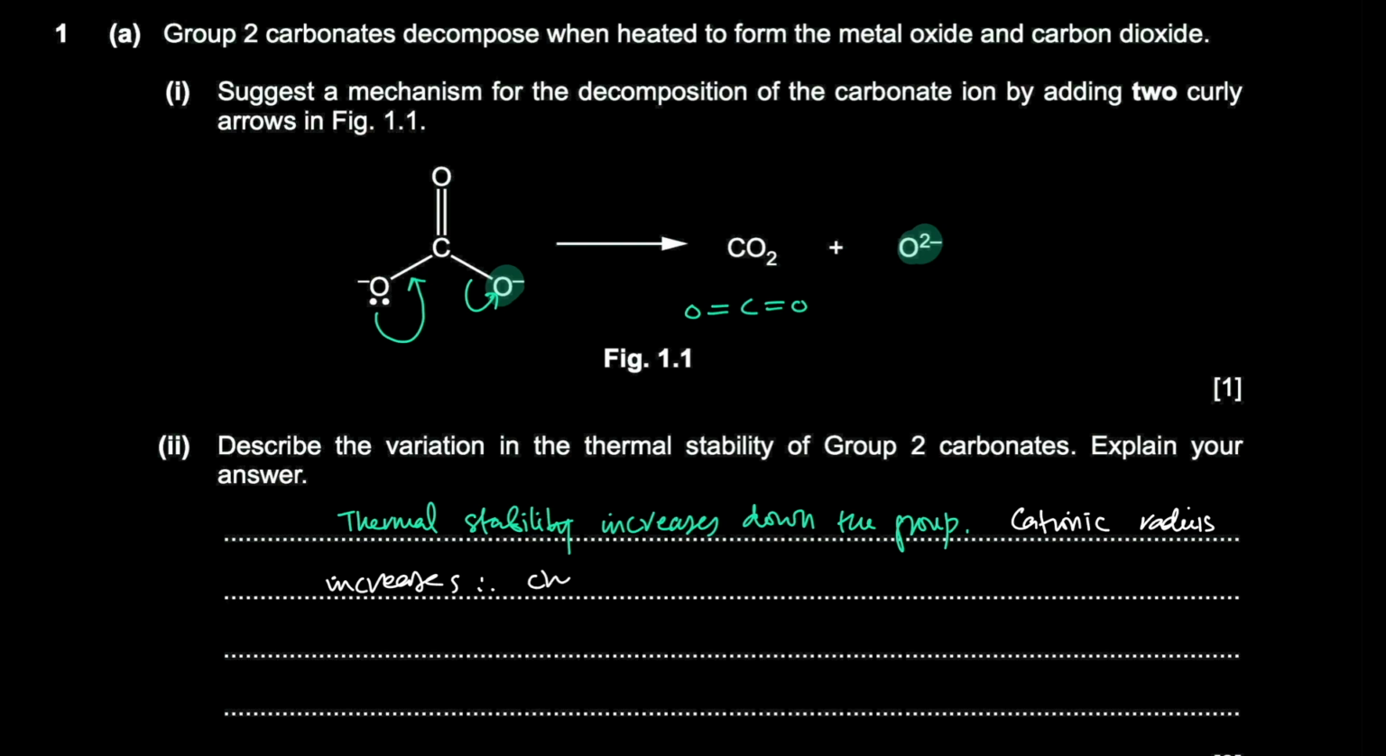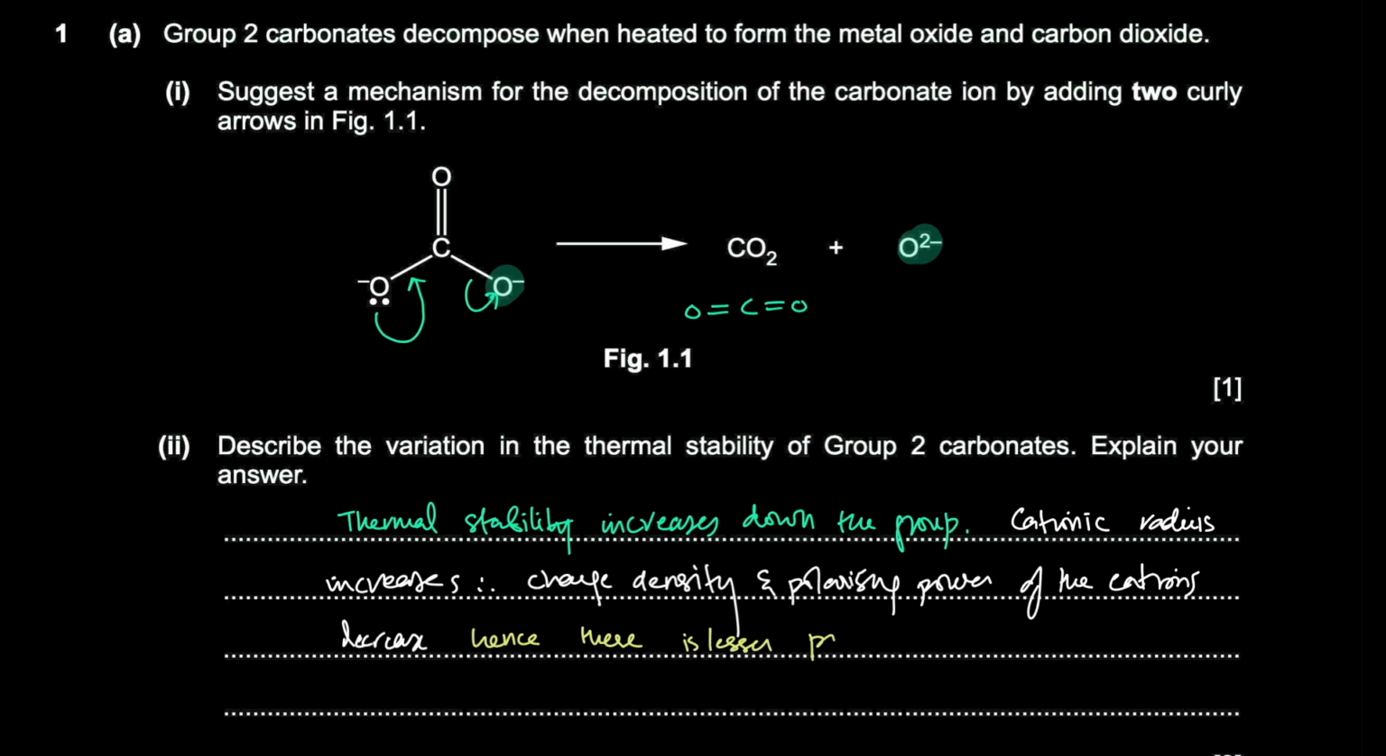Therefore, the charge density and polarizing power of the cations decrease. Hence, there is lesser polarization of the anion. In this case, that would be the carbonate ion.